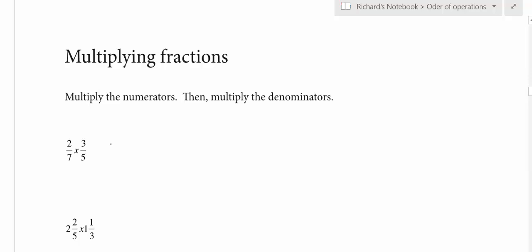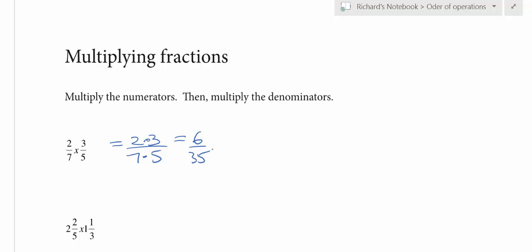Just like that. So you're going to go, okay, 2/7 times 3/5. That's 2 times 3 over 7 times 5. 2 times 3 is 6. That's 35. That's in lowest terms because there's no common factor other than 1 in both the numerator and the denominator. So you're done, 6/35.